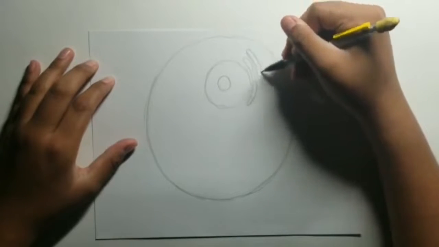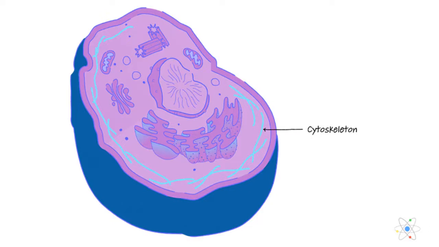What gives a cell its shape and support is the cytoskeleton. The cytoskeleton is a part of the cytoplasm. Just like how humans have a skeleton to hold us up, without the cytoskeleton, the cell would be weak and floppy. The cytoskeleton consists of fibers and filaments.